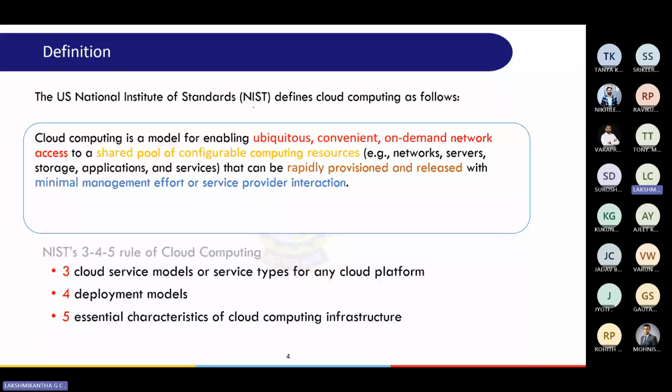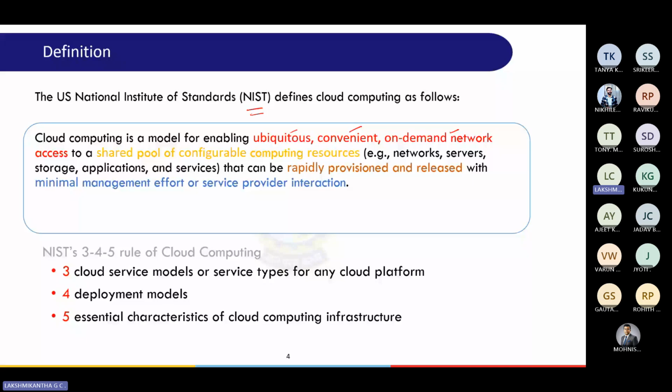NIST defines cloud computing as, this is the complete definition, guys: a model for enabling ubiquitous, convenient, on-demand network access to a shared pool of configurable computing resources that can be rapidly provisioned and released with minimal management effort or service provider interaction. Guys, now just look at the colors. I'm going to break this complete definition into a few important points. The very first point is ubiquitous, convenient, on-demand network access.